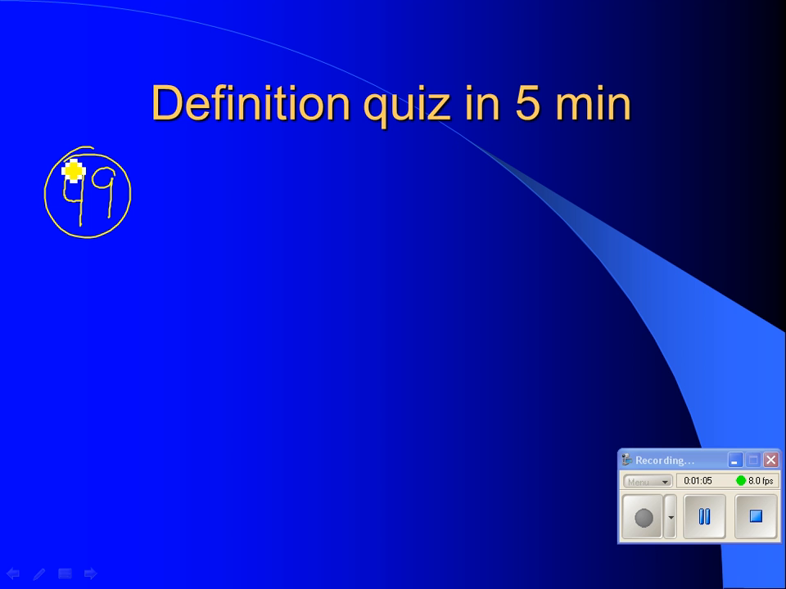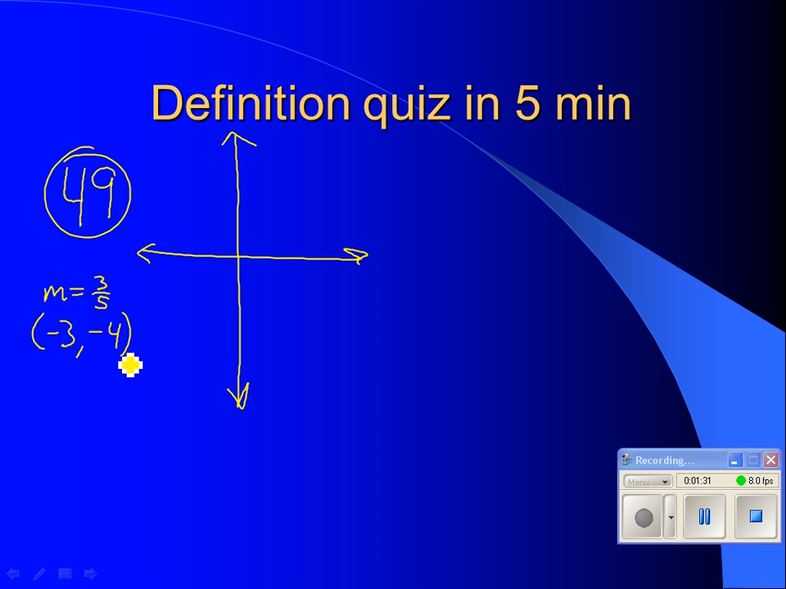Problem 49 says graph the line that satisfies each condition. So we need a coordinate plane. On that coordinate plane, they tell us it has a slope of 3/5. This is all reviewing from algebra. And it goes through the point -3, -4. First thing we're going to do is graph the point: over -3, down 4, somewhere about in there, that's point P.